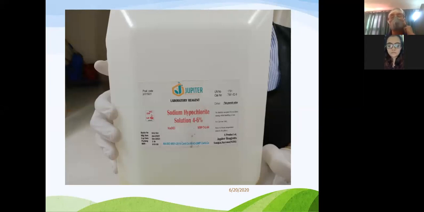Whenever you are entering the home, you can put it under your shoes so that it is not infected. And all the things which are brought from outside are to be sanitized with sodium hypochlorite. Leave it for an hour or so, and then you can wash them and use them.